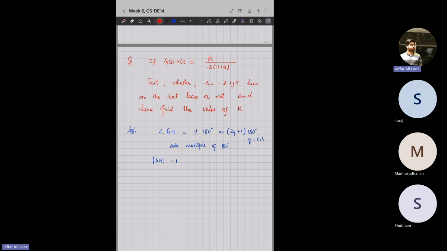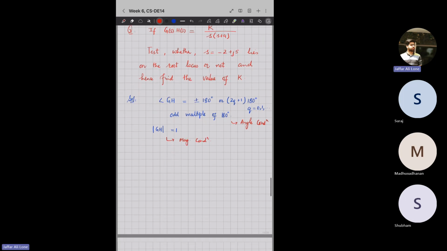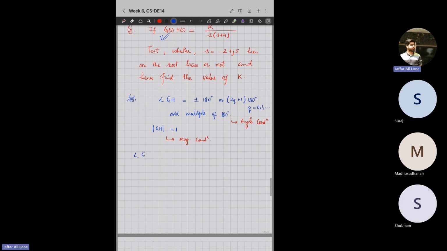So let me write it. This is the angle condition. This is the magnitude condition. You just remember these two conditions and they will be very handy while you solve these questions. Now we just have to find the angle of this transfer function. So coming to the question, the angle of G(s)H(s) will be the angle of the numerator divided by the angle of the denominator, right?